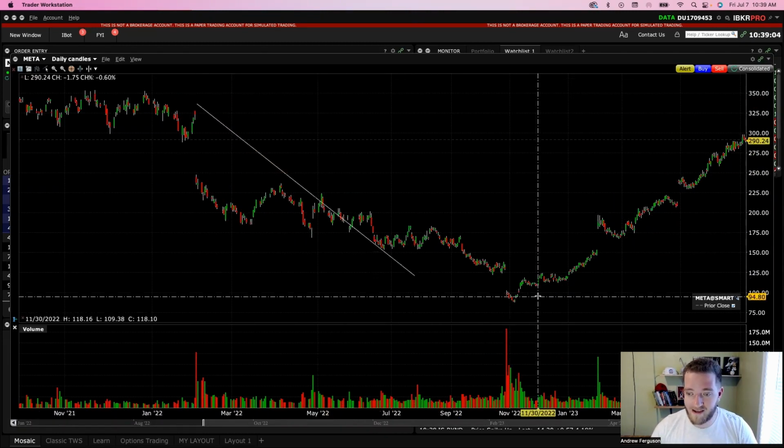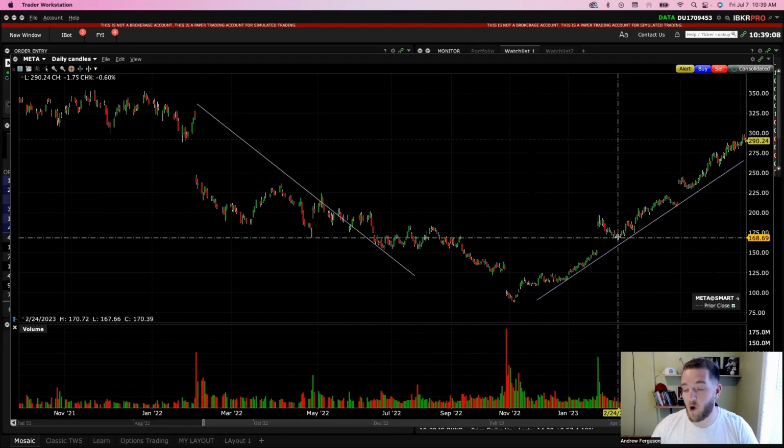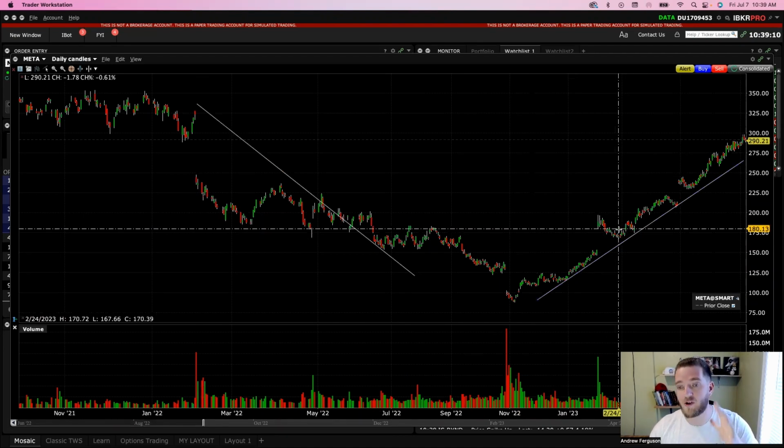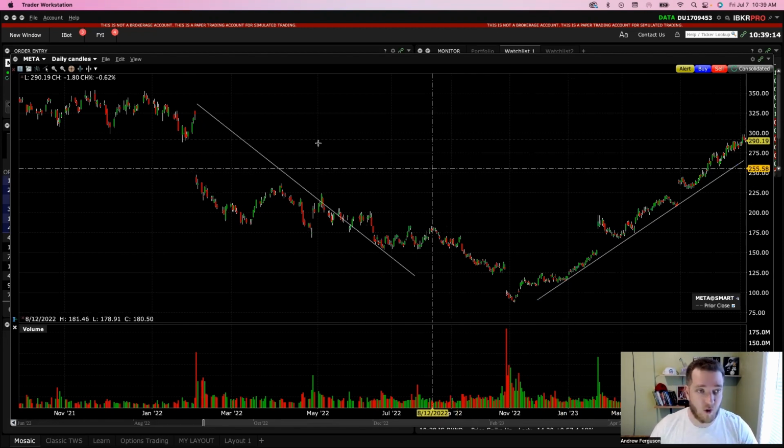When you see a chart like this, like Meta's over here on the right side, that is not the type of chart you want to go ahead and buy puts on. You want to do this when the stock price is about to drop or is in the middle of dropping. That's when you make the most money.